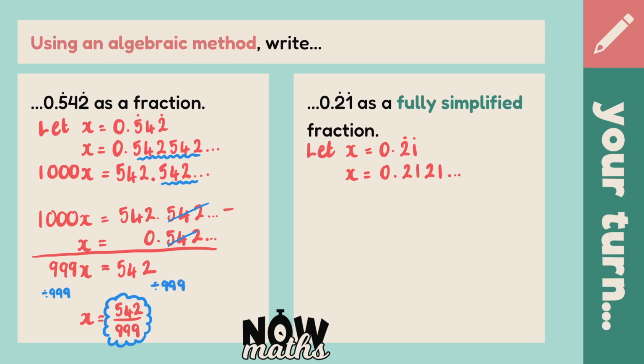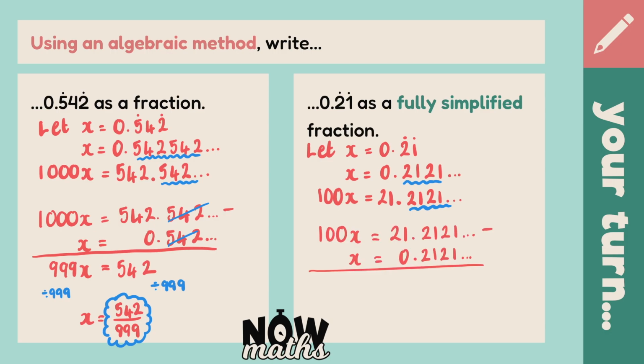In order to move something 2 places to the left, we have to multiply by 100. So x multiplied by 100 is 100x. And if we multiply the decimal by 100, everything shifts over 2 places, so we end up with 21.2121 and so on. And we can see straight away that we have 2 decimals that match perfectly after the decimal point. Of course, if you decided to multiply by 10x in between these 2 steps, that is absolutely fine and you would get the same answer. Either way, we now need to subtract x from 100x. Now we've got our subtraction set up, we're going to do 100x subtract x, which is 99x.